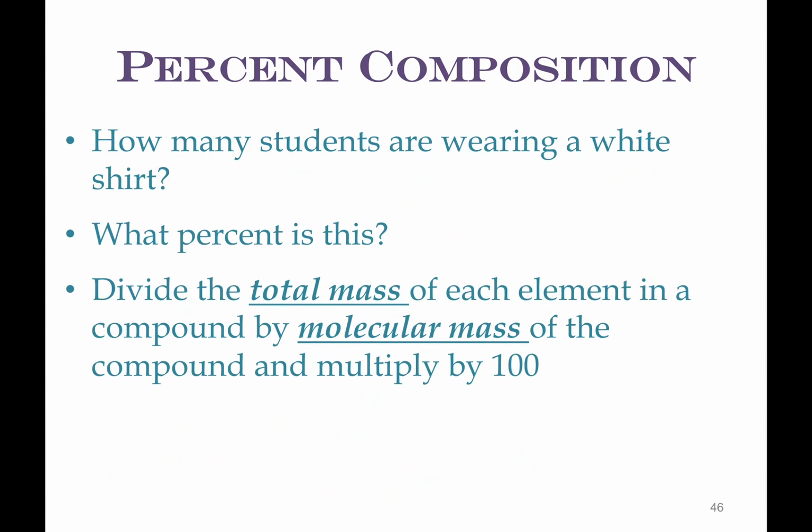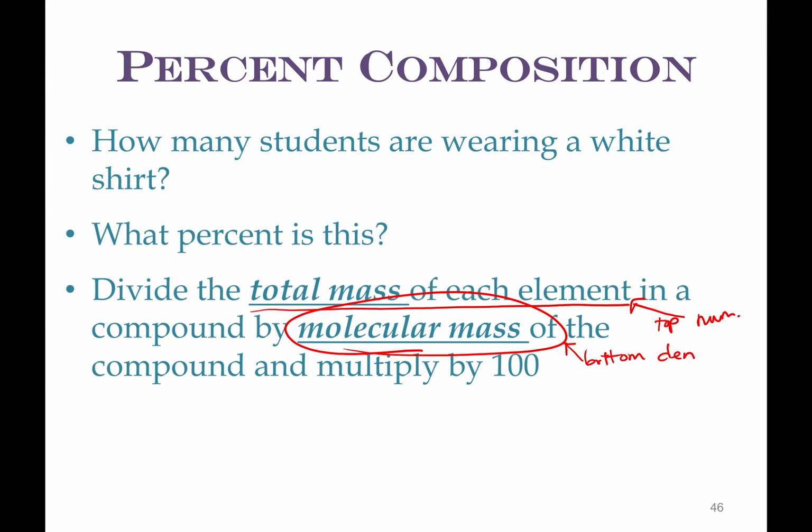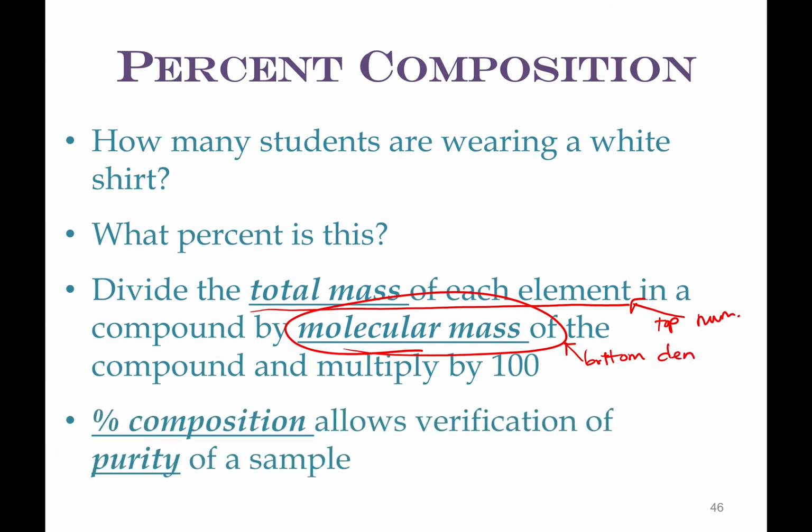All right. So divide the total mass of each element, so how much of each element, we put that on the top, by the whole mass of the compound. That's the bottom. Numerator, denominator, and then you multiply by 100. Easy peasy, right? Percent composition. You're going to do that for each element and figure out what the percentage is for each element within a compound. So if we're given a name, we can determine the formula and we can come up with percent composition.